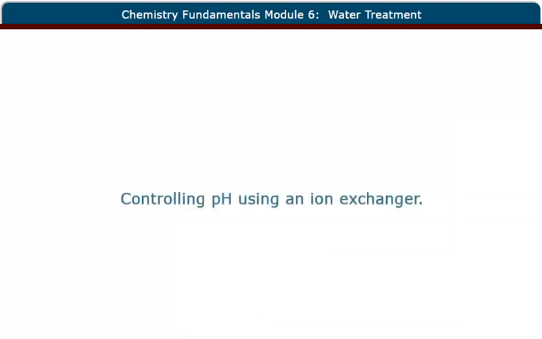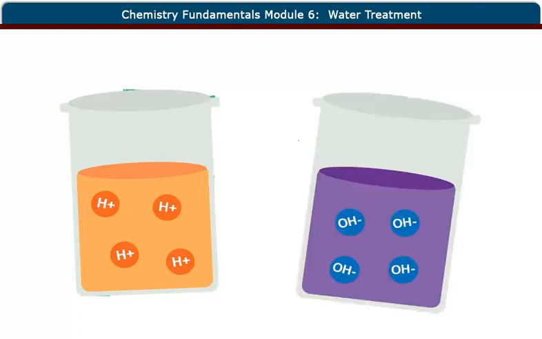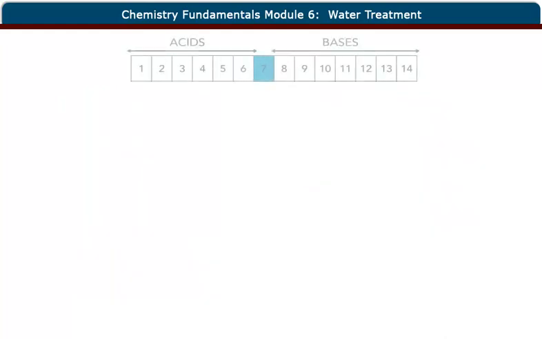Okay, review time. Remember the definitions of acids and bases? Acids dissociate in water and form hydrogen ions, and bases dissociate in water and produce hydroxide ions. So the more hydrogen ions in a solution, the more acidic it is, and the more hydroxide ions in a solution, the more basic it is. Now I'm sure you also remember the concept of pH. The pH of acids is below 7. The pH of bases is above 7. Low pH, more acidic. High pH, more basic.